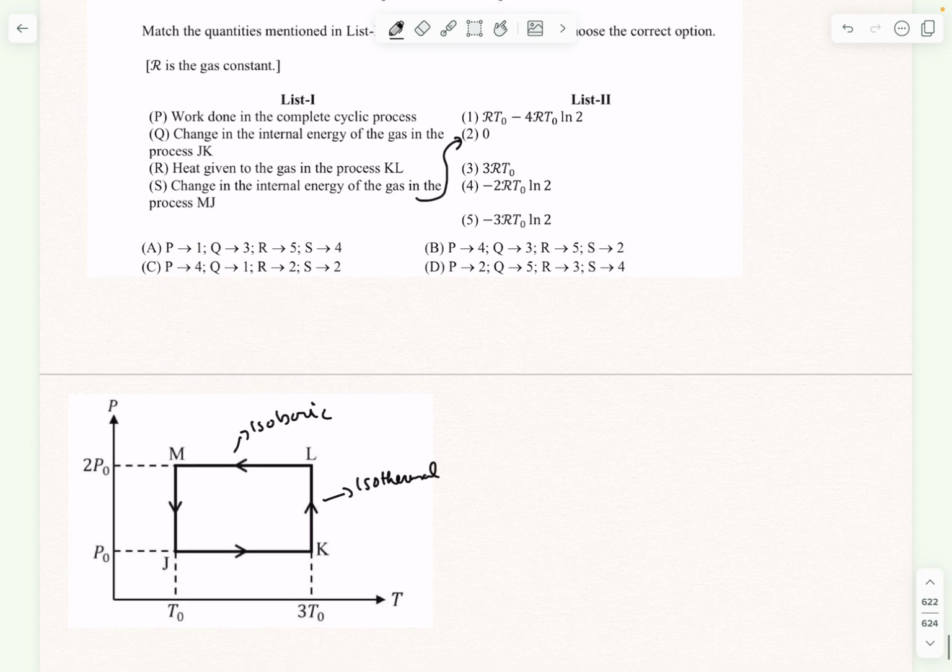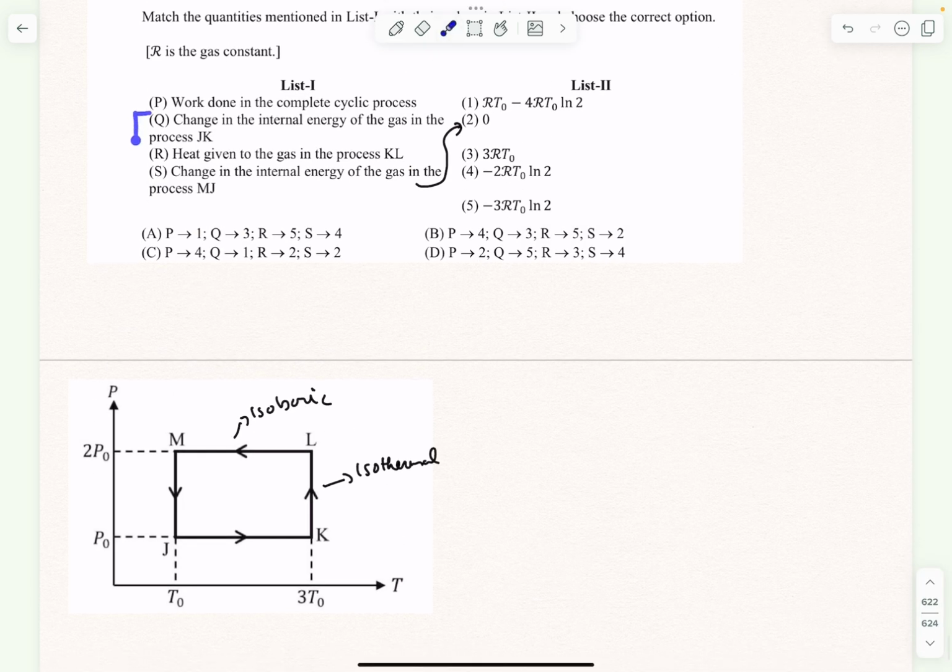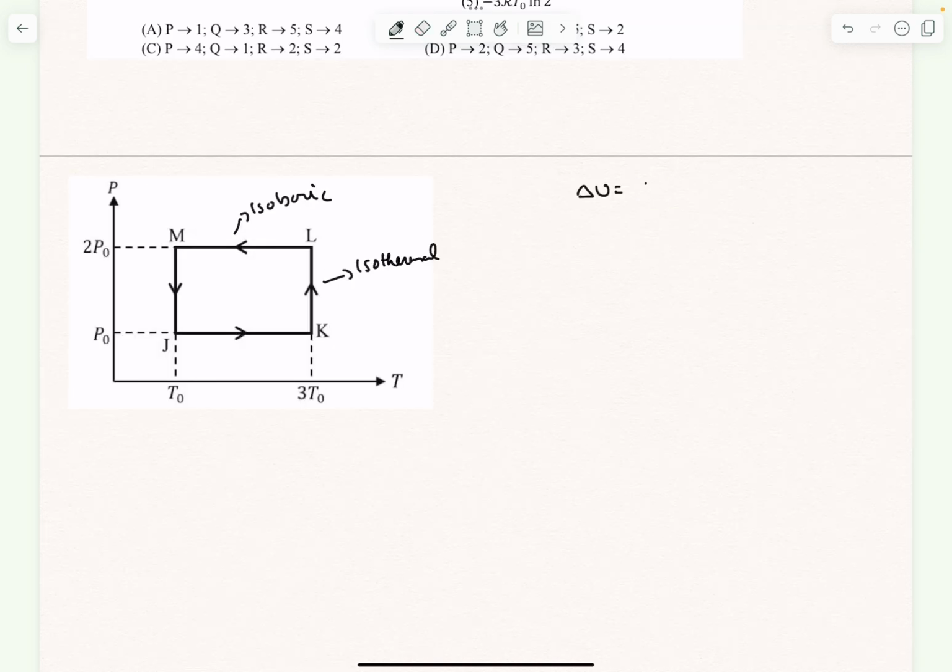Now the next easiest option to solve is the change in internal energy of the gas in process JK. Now guys, the change in internal energy for an ideal gas, we can directly write it as nCv delta T. So if I know delta T, then I can easily determine it.